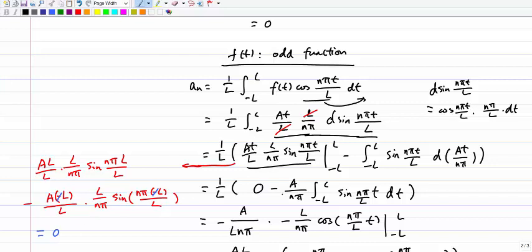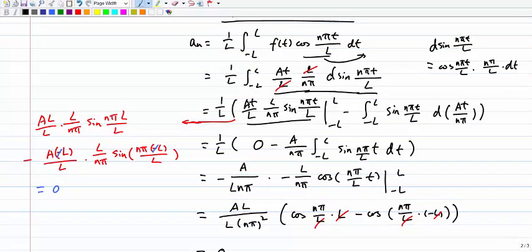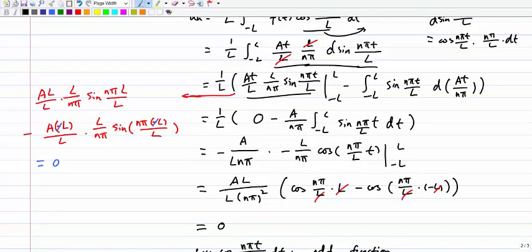And here I keep this one the same, so I do this one as dt. I can move this one outside, so A over n pi over here, integration from negative L to L of sine n pi t over L times dt. Okay, so if I do the integration and merge them together, it's negative A divided by n pi times, the integration of the sine is negative L over n pi cosine n pi t over L. Because the chain will cancel out, this will be the same, evaluated at L and negative L. Okay, so I merge them together, get this.